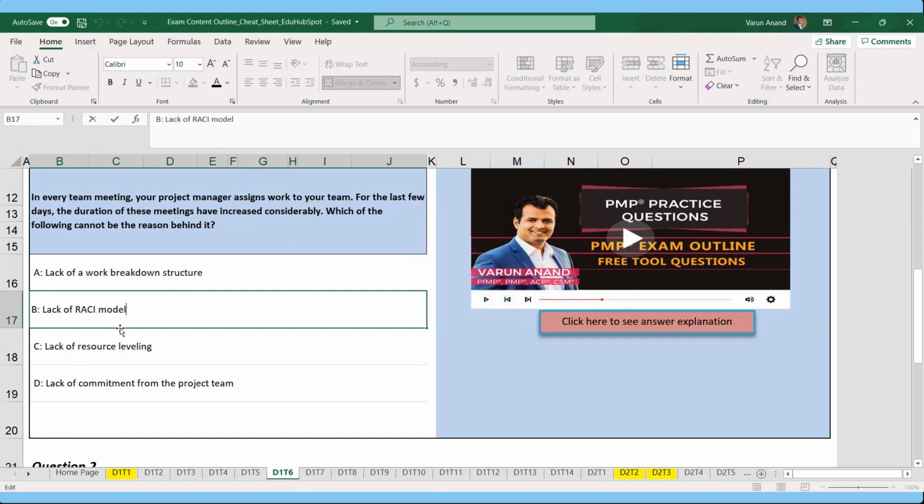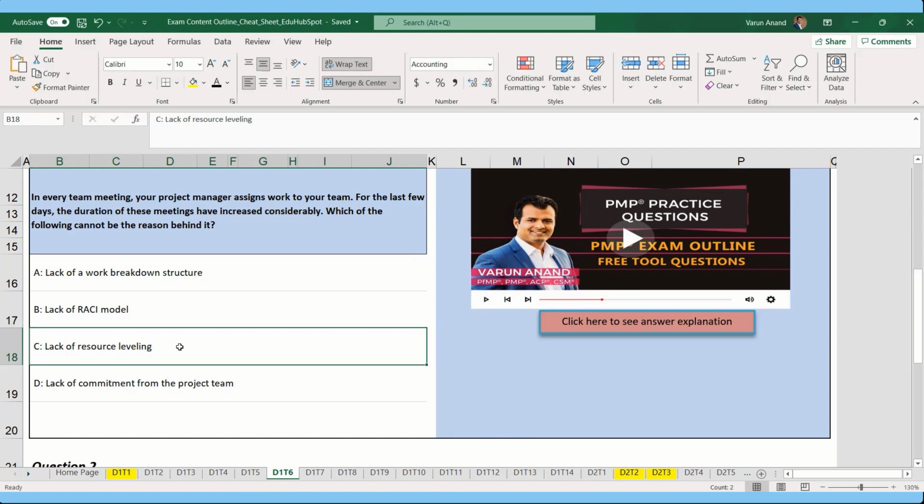You can see lack of resource leveling. Okay, what is resource leveling? This is something which I will discuss in schedule management, plan the project work. But resource leveling, as the name states, levels the resources, which means no one should be overworking or underworking. Now I think lack of resource leveling has nothing to do with increasing the meeting times. Yes, one person would be very busy or one person is not at all busy from lack of resource leveling, but for that reason your meetings have increased, that doesn't make sense.